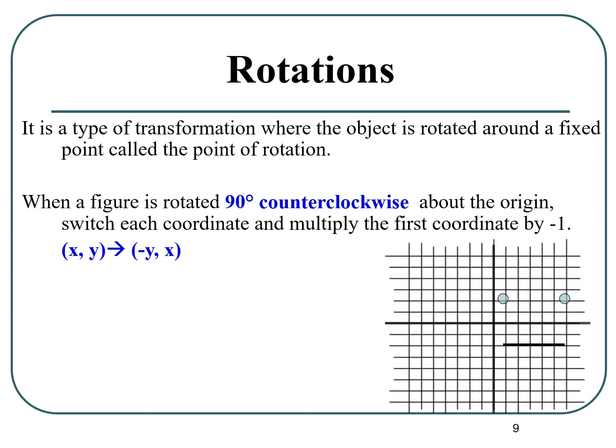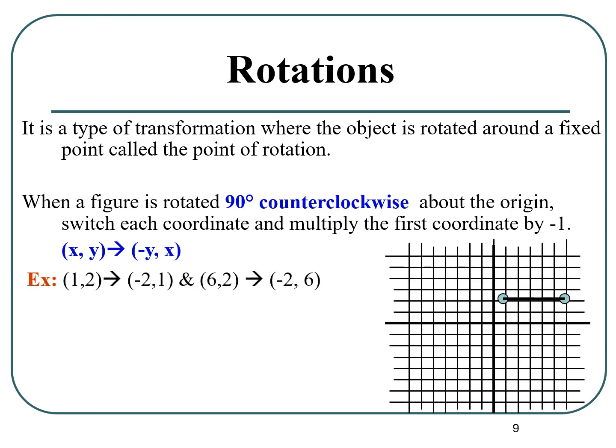So in here, if we have (1, 2) and we rotate it 90 degrees counterclockwise, it will become (negative 2, 1). If we have (6, 2) and we rotate it 90 degrees counterclockwise, it will become (negative 2, 6).